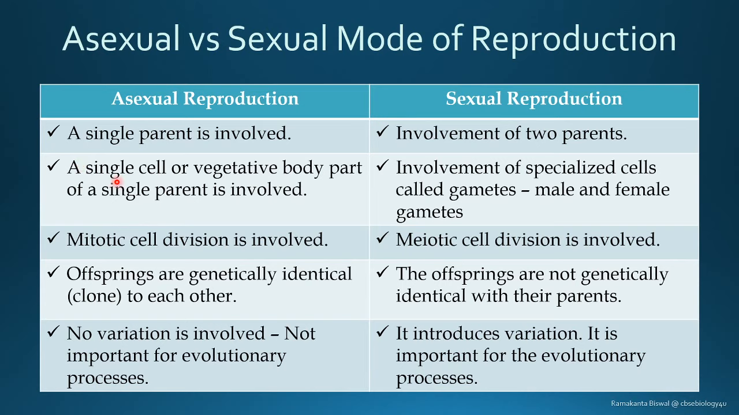A single parent cell or a vegetative body part of a single parent is involved in the asexual mode of reproduction. A single cell or vegetative part we are talking about. Similarly, in sexual reproduction, we are going to have the involvement of specialized cells that we call the gametes.